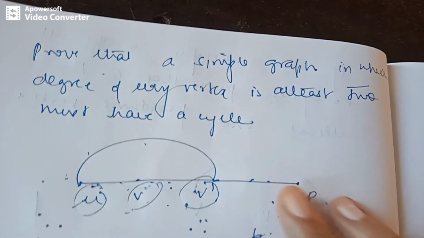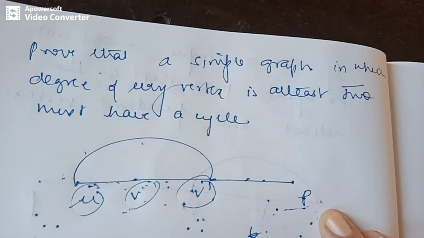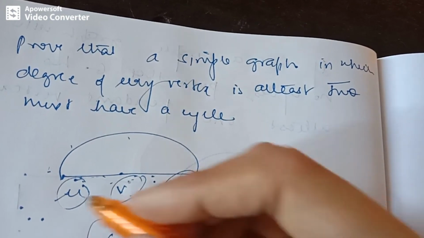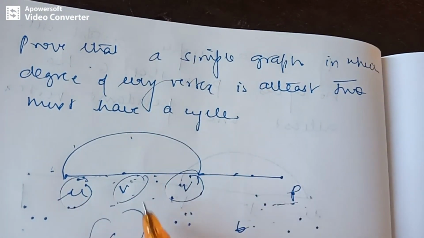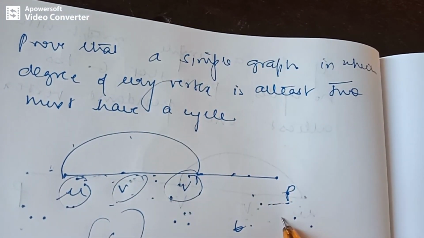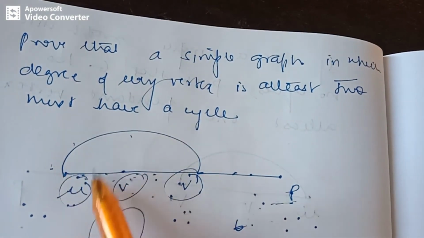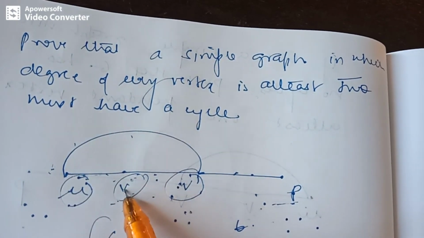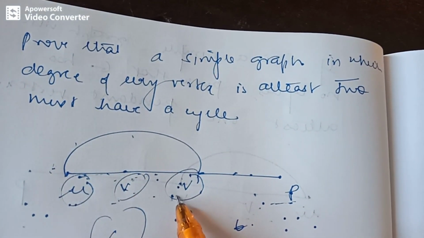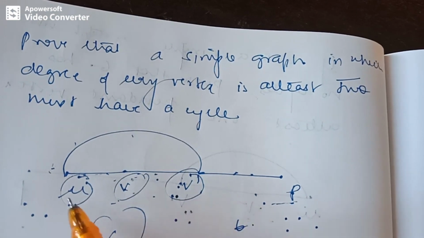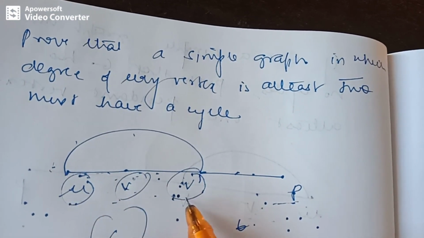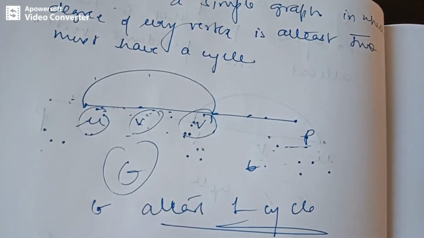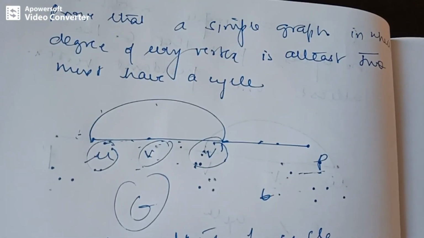So, you can start with the description, that is, consider a path P in the graph G which has maximum vertices. Let U be the end vertex of the path, and then every neighbor also belongs to the path. Since the degree of every vertex is at least 2, it must have 2 neighbors V and V dash which belong to P. Thus, the edges UV, V dash and V dash U constitute a cycle. Therefore, the graph G must have at least one cycle.